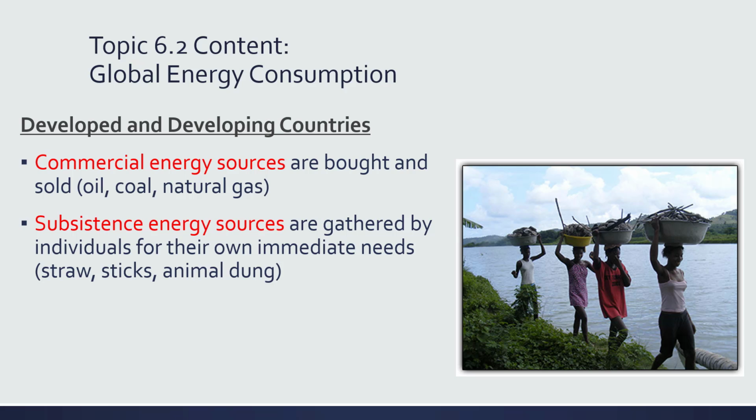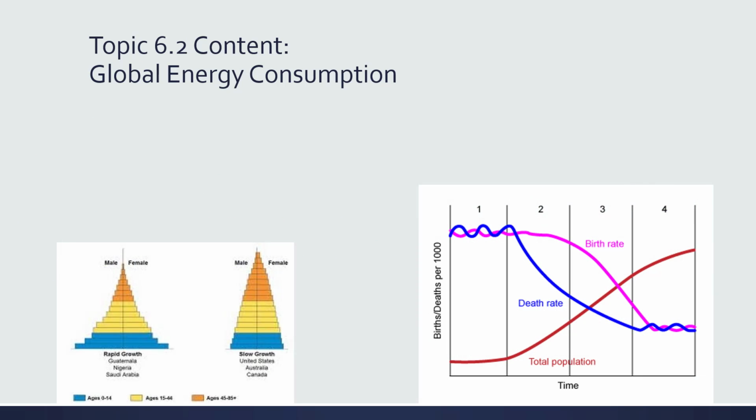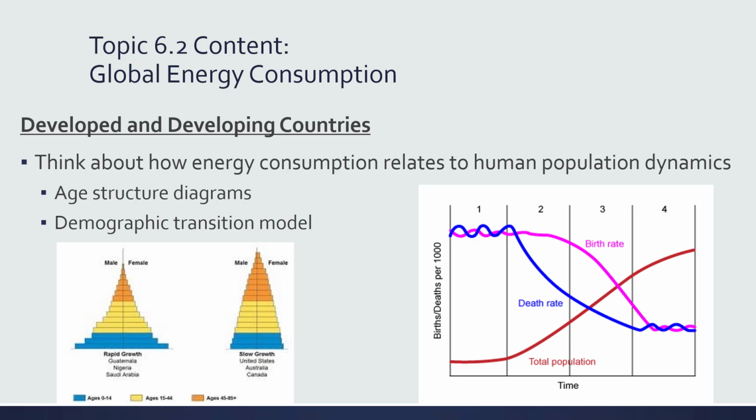Developing countries use subsistence energy. If there is a water source nearby that's running, they can use hydropower, but usually they're not creating electricity. Usually they're turning a water wheel to grind grain. You can see here that sticks have been gathered, biomass. Sometimes they burn coal, but it's basically stuff that's just around. Be able to make those connections between developed and developing countries.